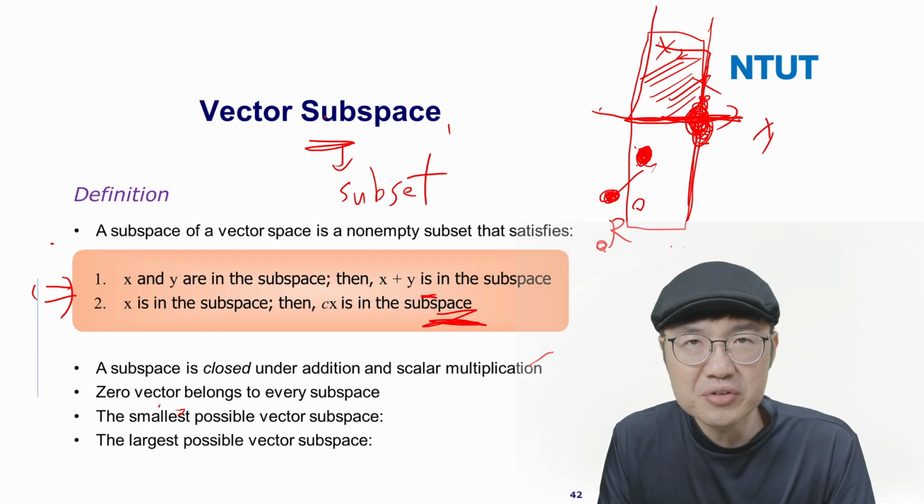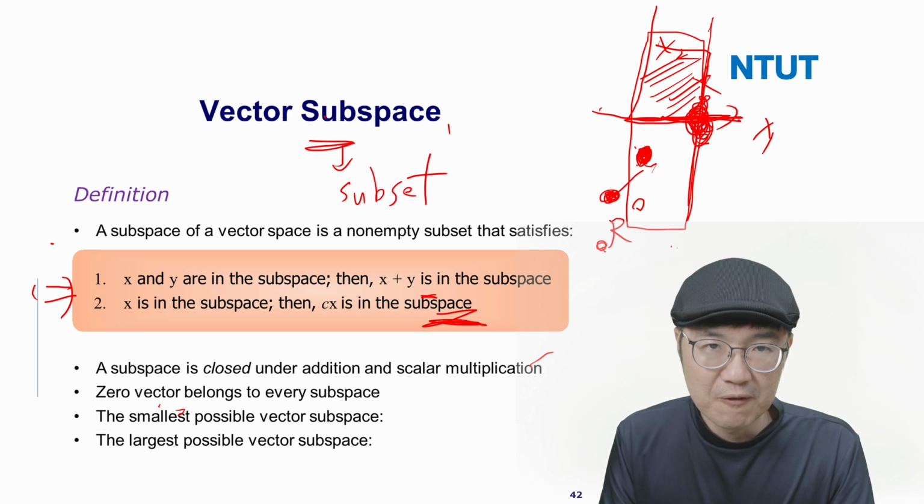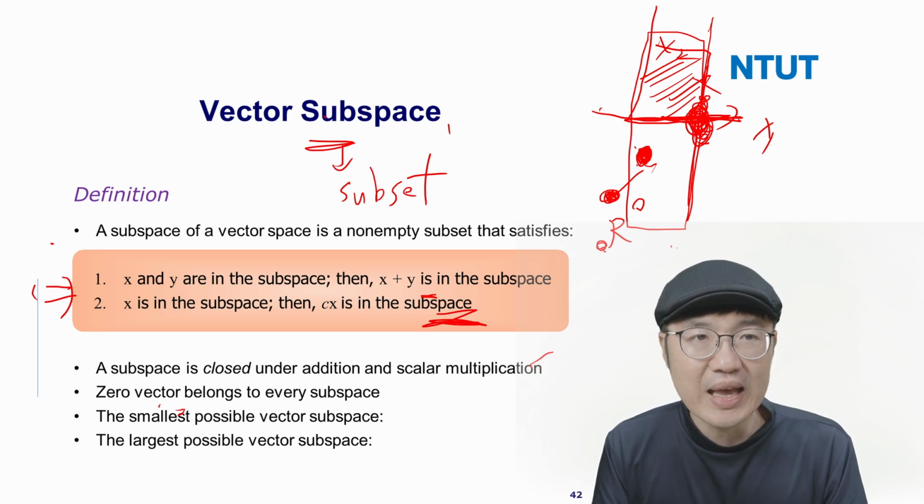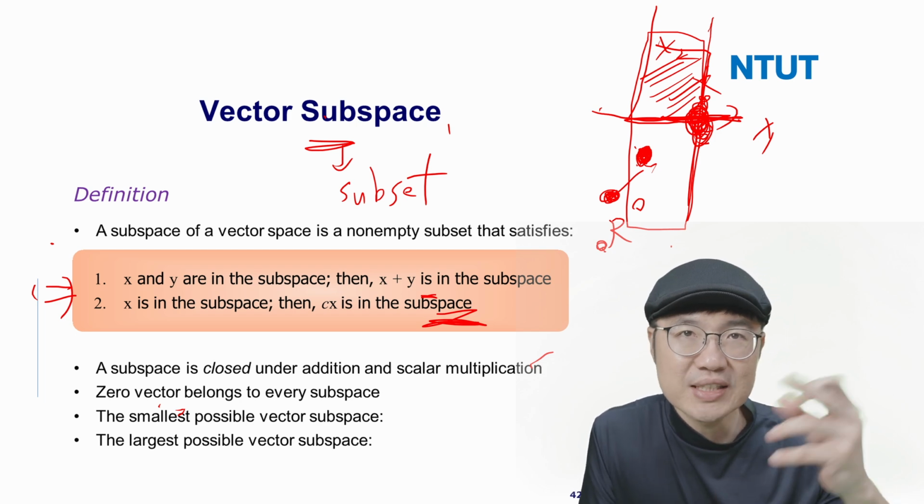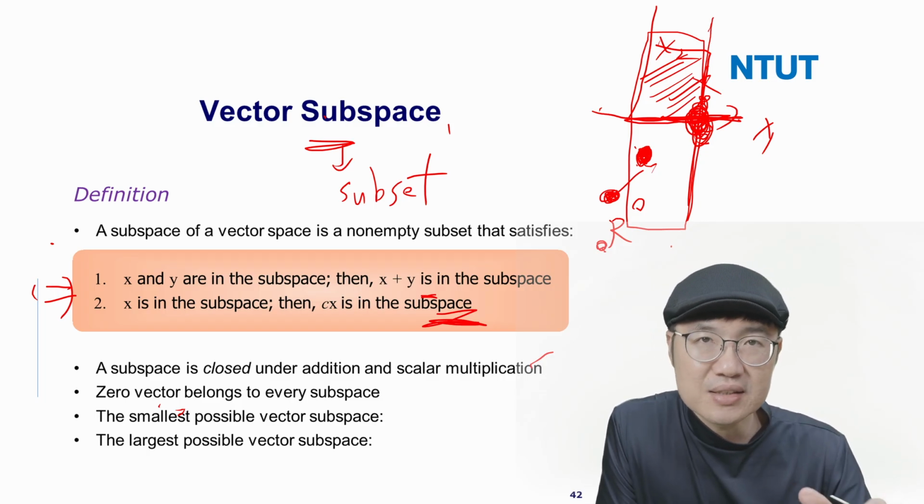So yes, the origin is the smallest subspace of every space. It's of course a subset, but it is also a subspace for every space, as you cannot move the origin. You multiply 0 by any scalar, it stays 0.